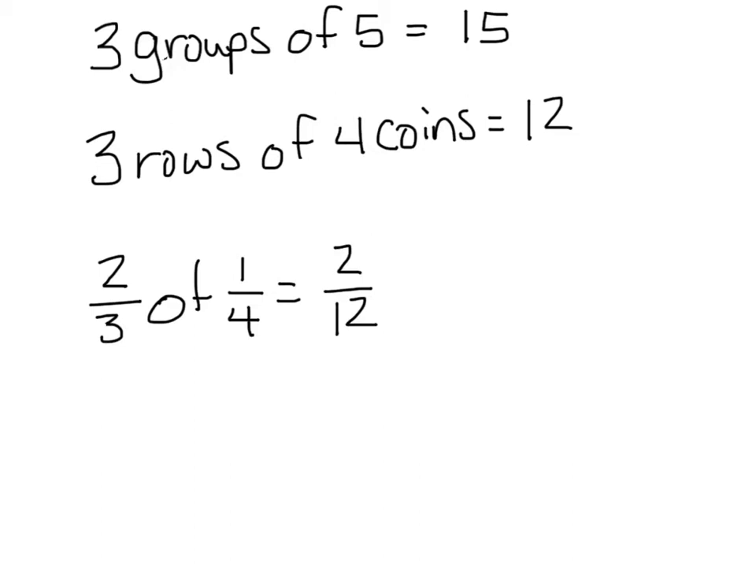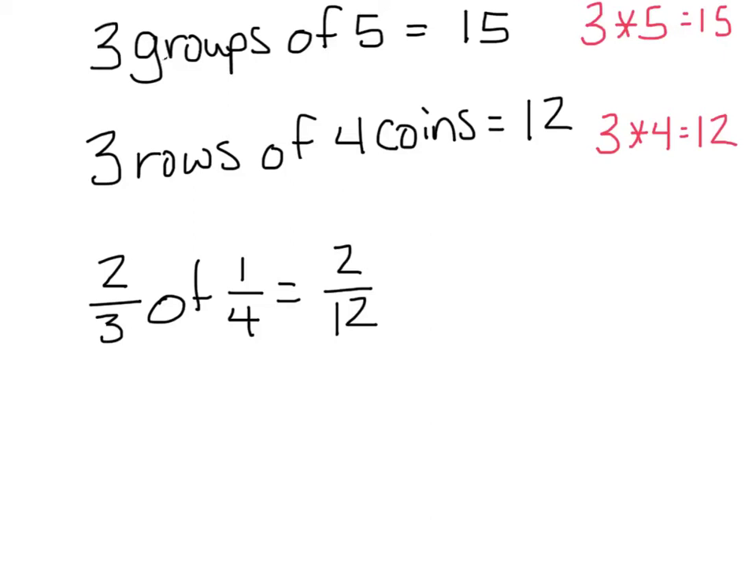Hopefully you are. 3 groups of 5 equals 15. That's something that looks just like 3 times 5 is 15. 3 rows of 4 coins is 12. That looks to me like 3 times 4 equals 12. And I showed that one in an array. And we know that when we have an array, we're talking about a multiplication. This last one, we had 2/3 of 1/4.